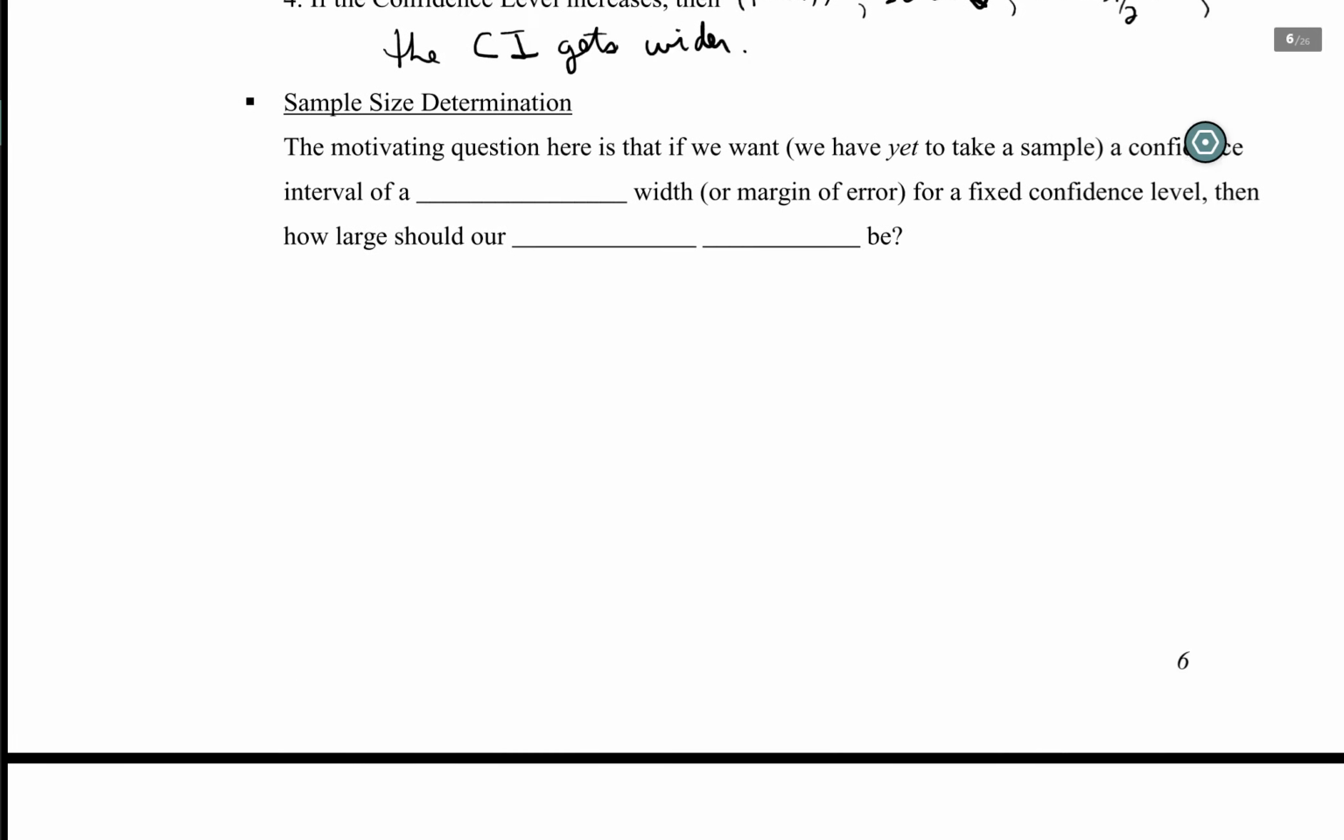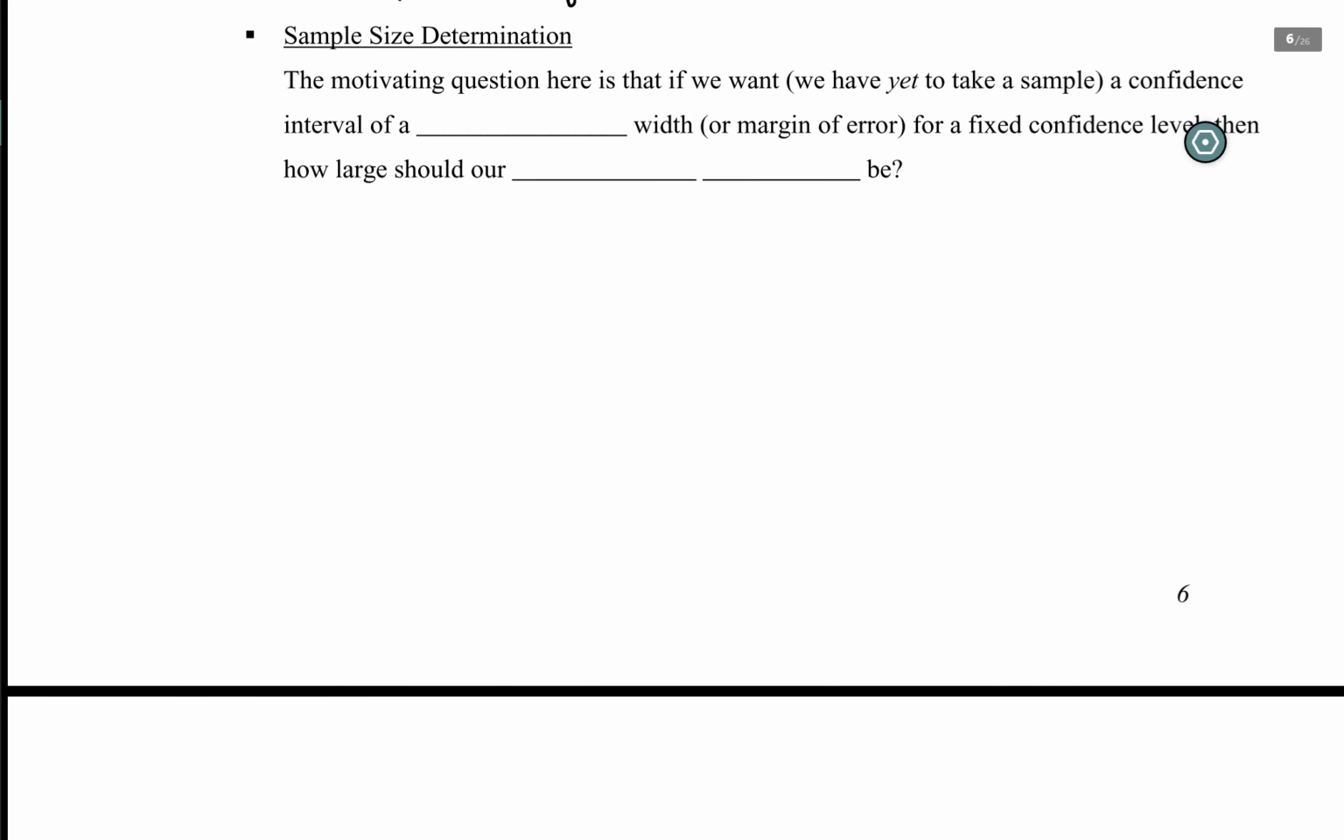Another idea within statistics is what's called sample size determination. The idea here is, suppose we want to take a sample. We haven't taken a sample yet, but we want one, and we want our sample to yield a confidence interval of a predetermined width, or in other words, equivalently, of a predetermined margin of error. With that in mind, how large should our sample size be?